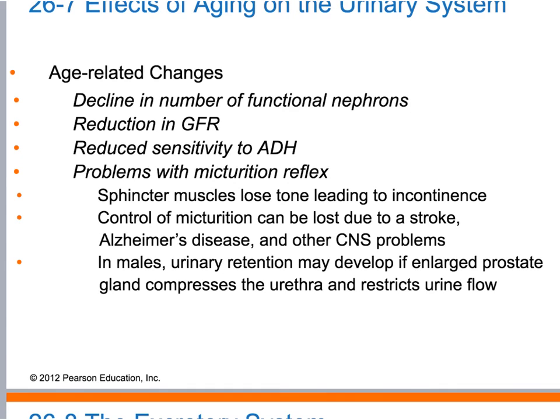Now let's begin with age-related changes. As a person ages, there's a decline in the number of functional nephrons. There's a reduction in GFR. There's also reduced sensitivity to ADH, antidiuretic hormone. And there are problems with the micturition reflex. The sphincter muscles lose tone, leading to incontinence. Control of micturition can be lost due to a stroke, Alzheimer's disease, and other central nervous system problems. In males, urinary retention may develop if the enlarged prostate gland compresses the urethra and restricts urine flow.